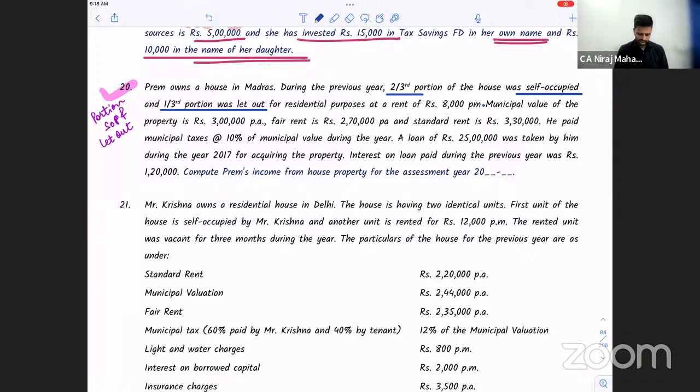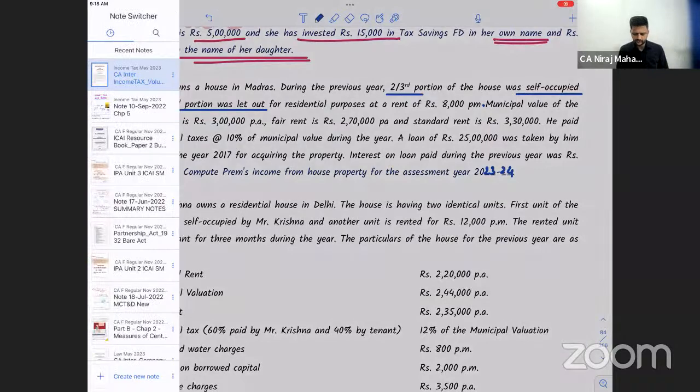Correct? Okay. Municipal valuation of the entire house is 3 lakh. Fair rent is 2,70,000. Standard rent is 3,30,000 for the year, for the entire property. He paid municipal taxes at the rate of 10% of municipal value. A loan of 25 lakhs was taken by him during the year 17 for acquiring the property. Interest on loan paid during the current year is 1,20,000. Other details you don't have, so don't go into that concession etc. We just have simple current year interest, 1,20,000. But the property is SOP as well as let out. Understood till here? Compute income from HP for AY 23-24. Ready, steady, pop. Okay, chalo, write down.